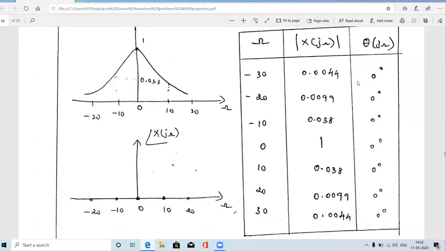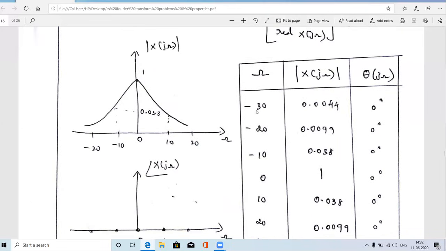Then we have to draw the graph. The magnitude spectrum or amplitude spectrum is nothing but the frequency versus modulus of X of j omega. So along the x-axis you take the frequency omega, and along the y-axis you take the modulus of X of j omega. First, for omega equal to 0, what is the modulus of X of j omega? It is 1, the peak value.